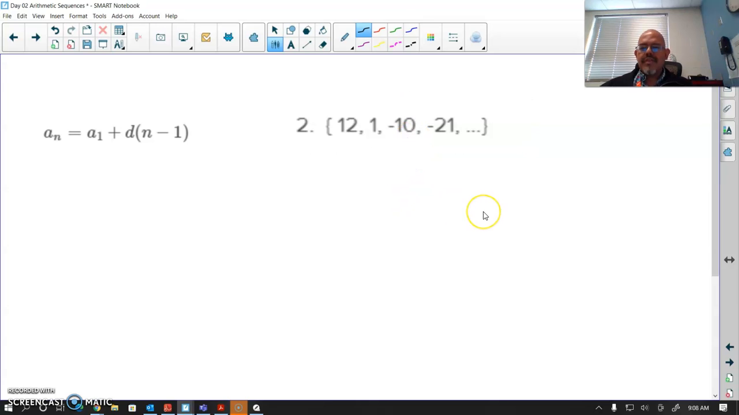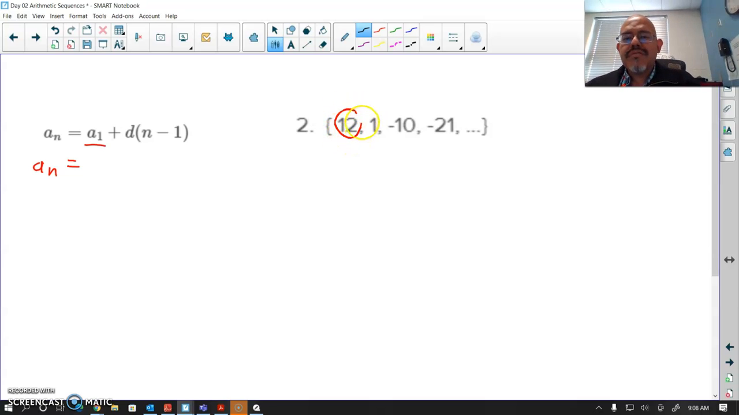Okay, now let me just go ahead and go through this right here. A sub n just represents our place in the sequence. A sub 1 represents the first number in the sequence. We've got to know what we start with, so that's going to be 12.